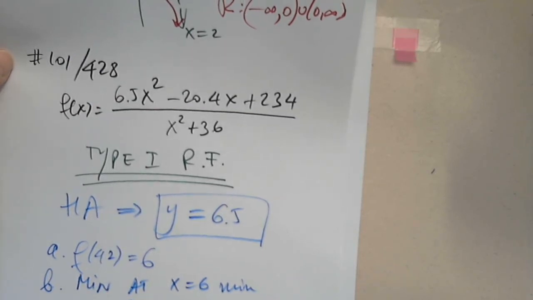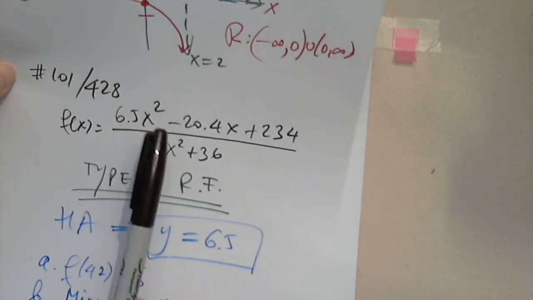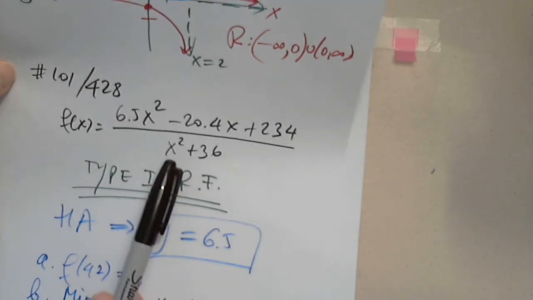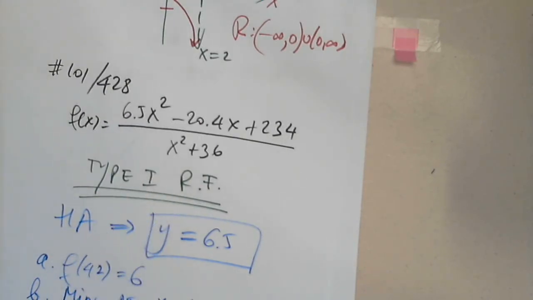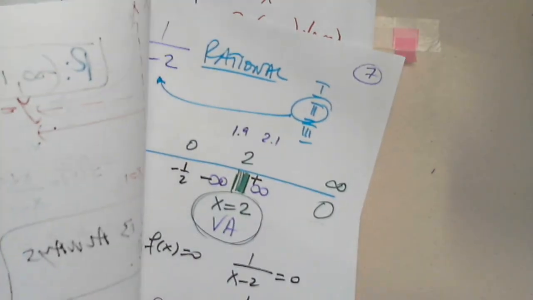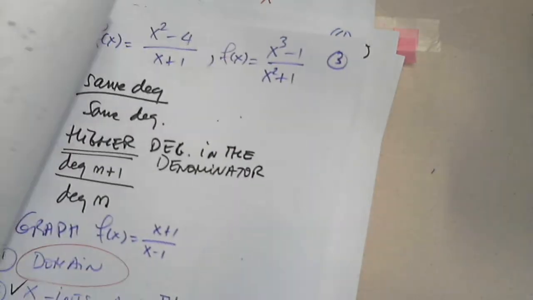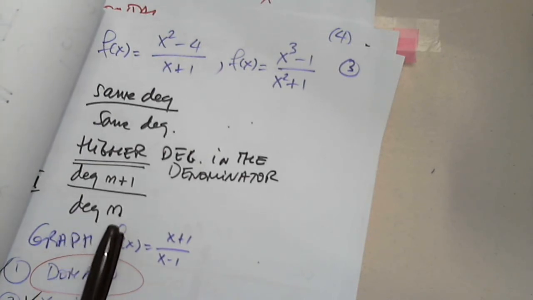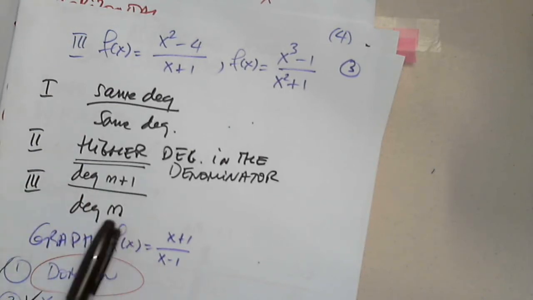Okay, so if the numerator is third degree and the denominator is a second degree, is it still type 1? We haven't talked about type 3 yet. Oh, so that would be type 3. That would be type 3. Okay. So when the numerator has degree 3 and the denominator has degree 2, this is type 3. And we haven't talked about it. We haven't shown any example yet.